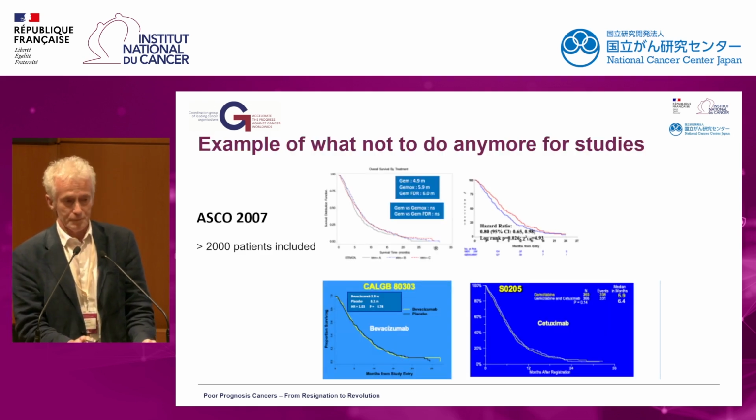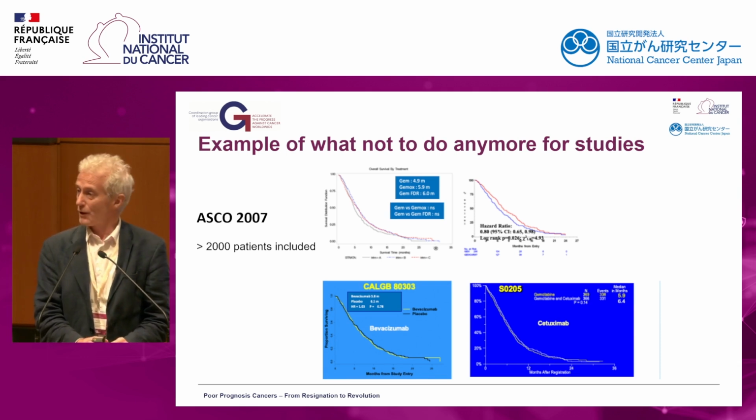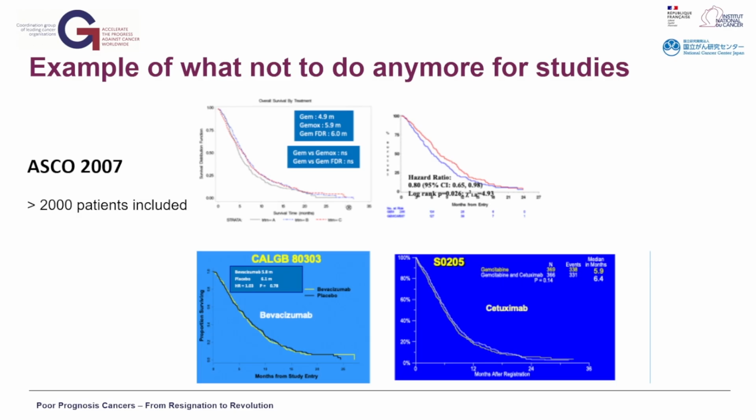For example, in ASCO 2007, I don't know, Jérôme, if you were there. It's probably the bad day of my scientific life. We presented a study. We have 4 randomized phase 3 studies in that single meeting. It was a plenary session of the ASCO. All 4 studies were negative. No question during the 4th presentation. No question. Silence. And more than 2,000 patients included in those studies.